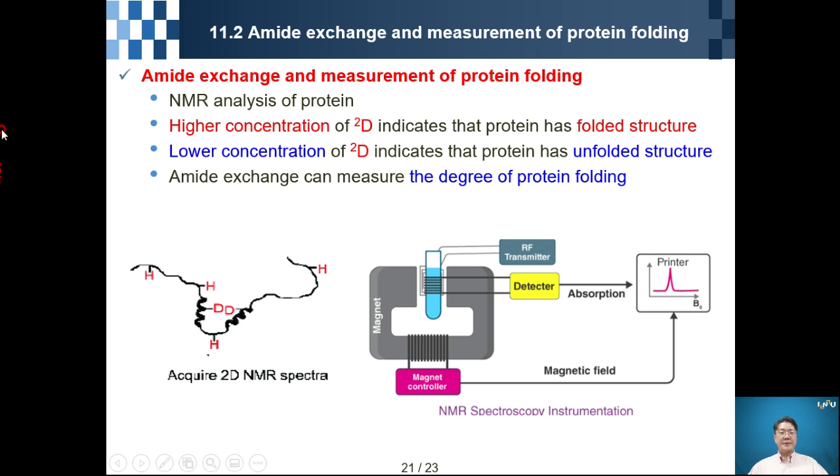So through the amide exchange method, we can measure the degree of protein folding, whether the protein is highly folded or unfolded. So this is the amide exchange, and we can measure the protein folding degrees.